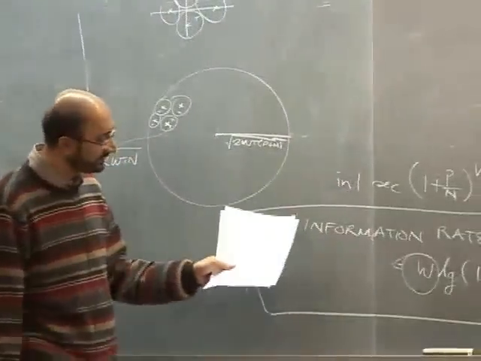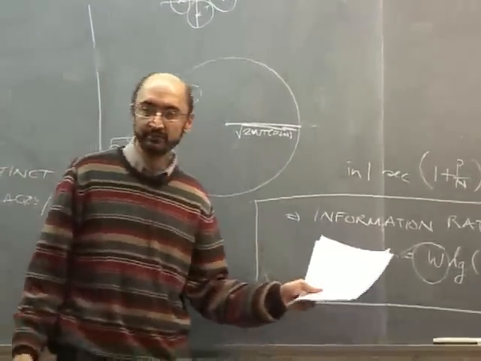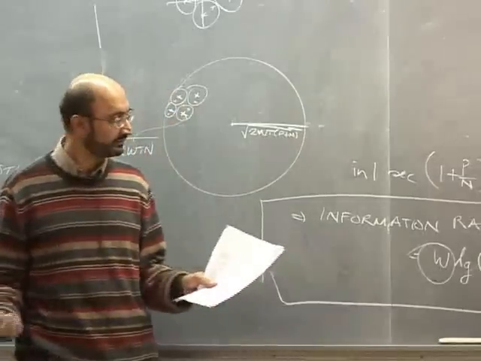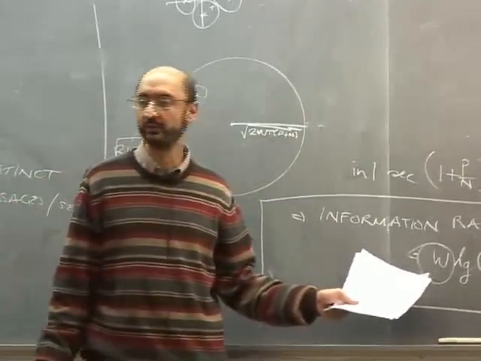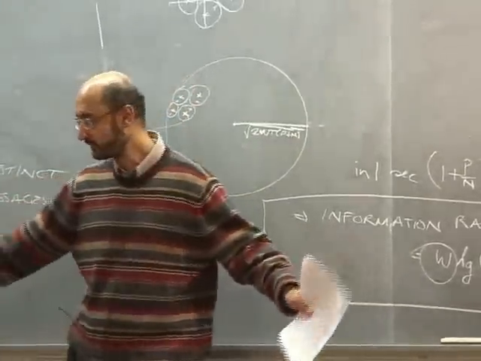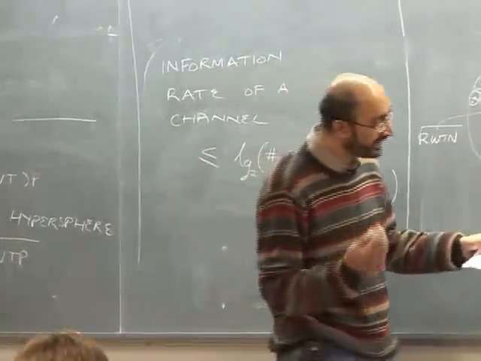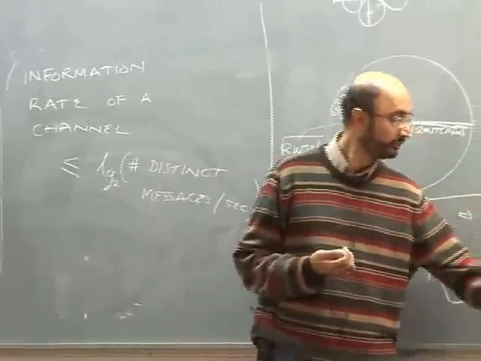Then we can say that the information rate is the maximum rate at which we can carry messages on a channel with width W hertz. Okay, the channel is going to be W hertz, then the maximum information rate of that channel is going to be no more than this.